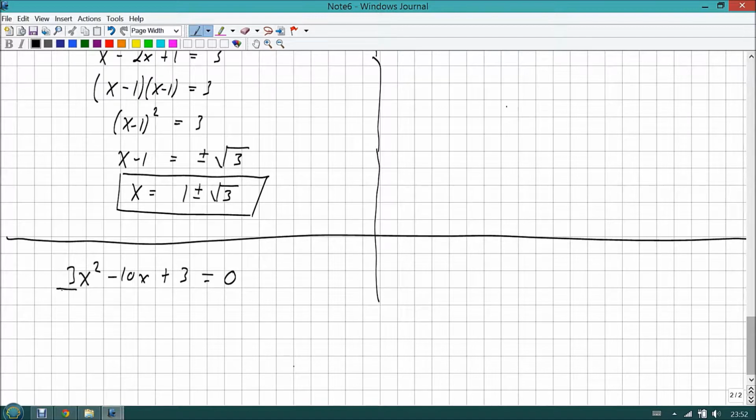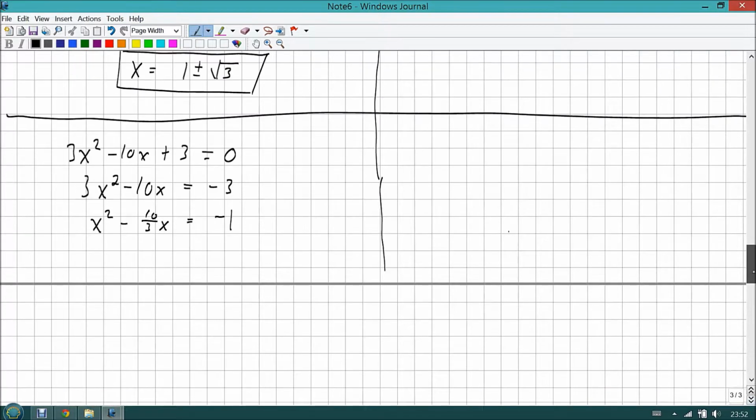When I have this 3 out front, I need to get rid of it first. So the first thing that I'm going to do is isolate this portion and then divide both sides by 3. So isolating this portion, I get 3x squared minus 10x is equal to negative 3. I then divide both sides by 3. Then I get x squared minus 10/3 x is equal to negative 1.